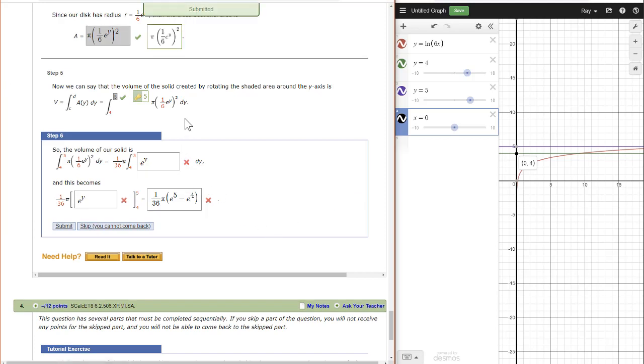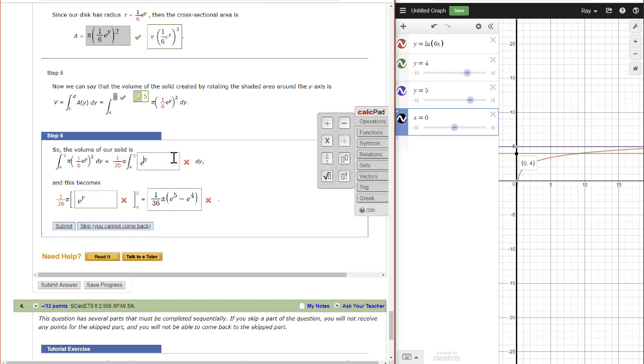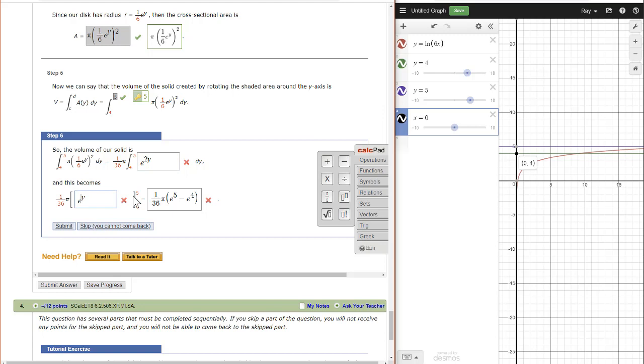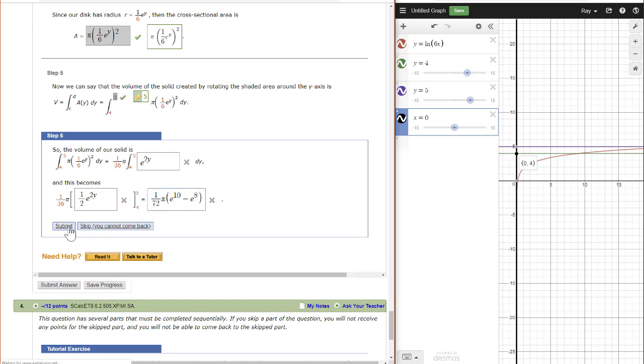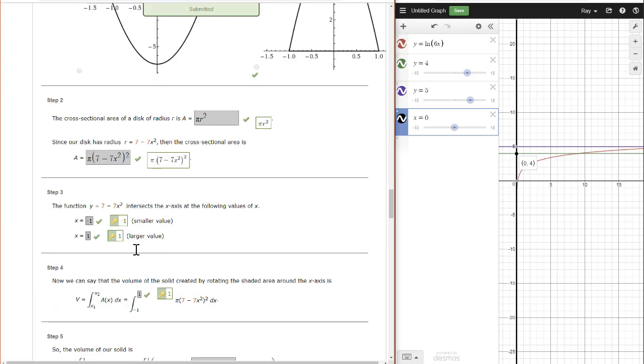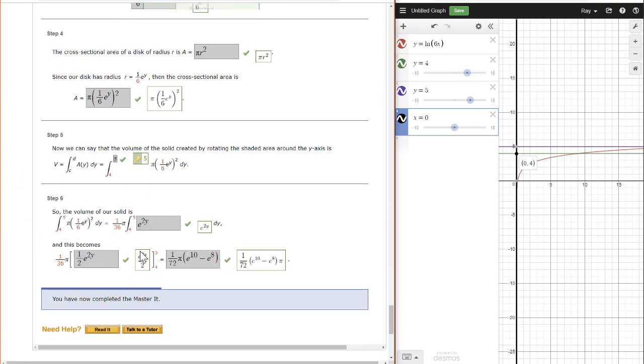Oops, it didn't look like it took it. Oh, sorry, this is supposed to be an e to the 2y. So let's put 2y here. And the antiderivative of that after u substitution is going to be 1/2 e to the 2y. And then now let's double 36. I think that's 72. And then each of these things will get doubled. That's e to the 10th minus e to the 8th. All right, hopefully that'll work. And it did. So that's good.